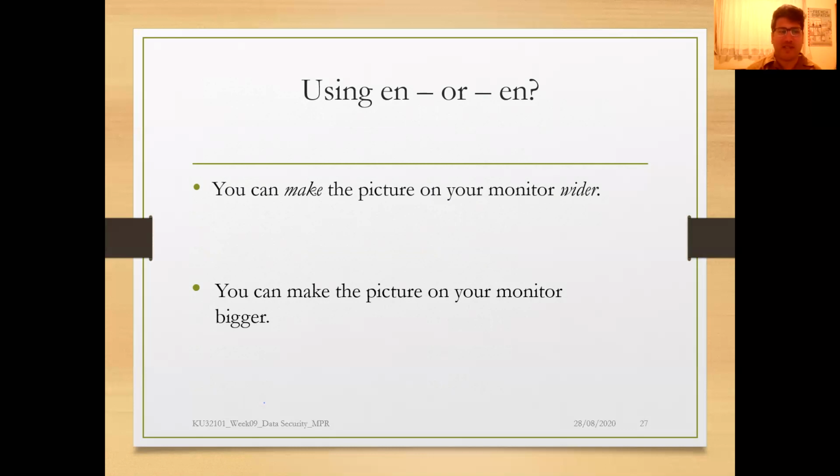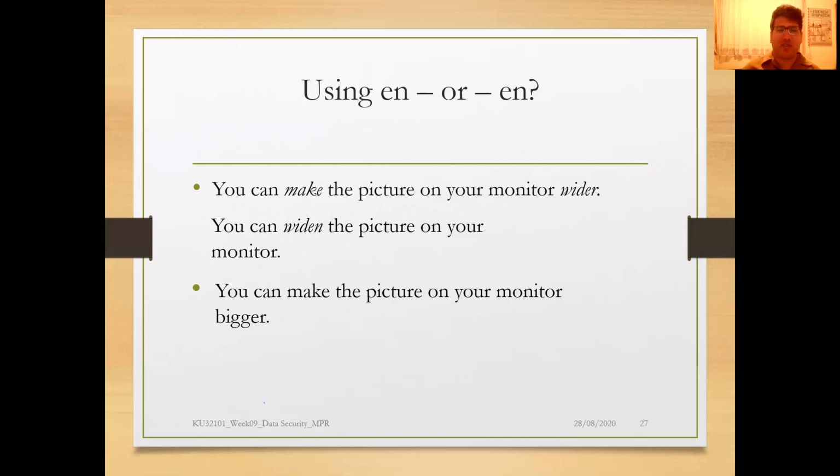So let me give you an example. You can make the picture on your monitor wider. So instead of using make and wider, we can just use one word, widen. So we simplify. You can widen the picture on your monitor. Okay, so that's a word ending in n.